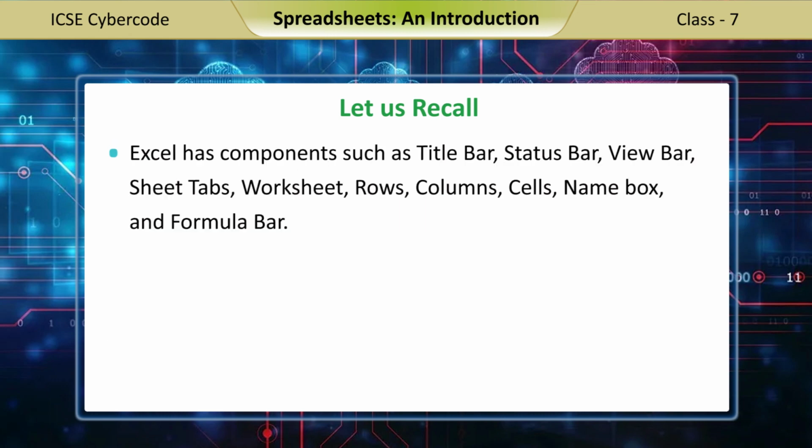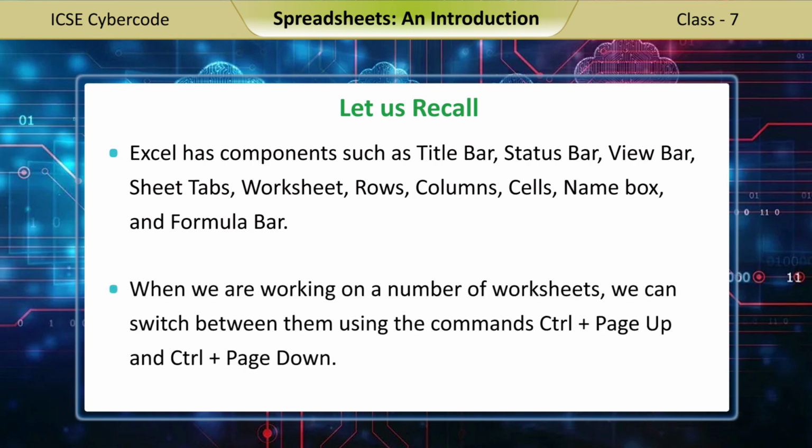Excel has components such as title bar, status bar, view bar, sheet tabs, worksheet, rows, columns, cells, name box, and formula bar. When we are working on a number of worksheets, we can switch between them using the commands Ctrl plus Page Up and Ctrl plus Page Down.